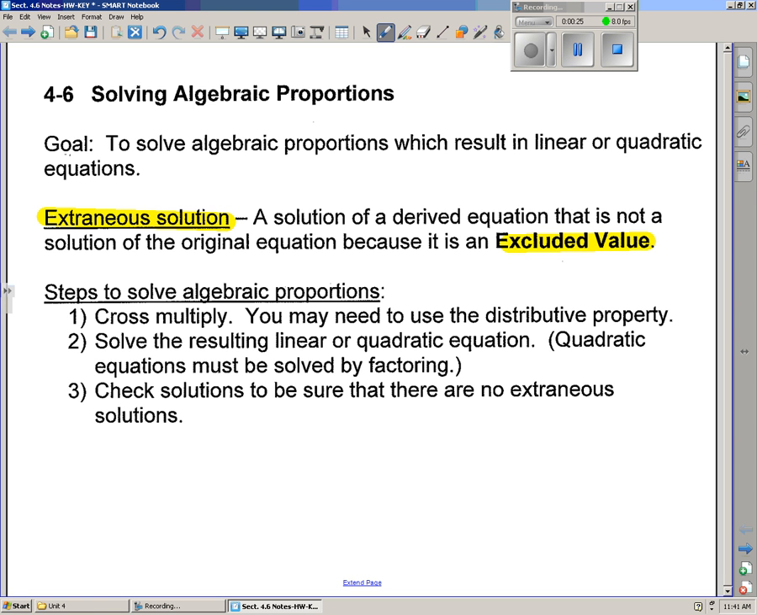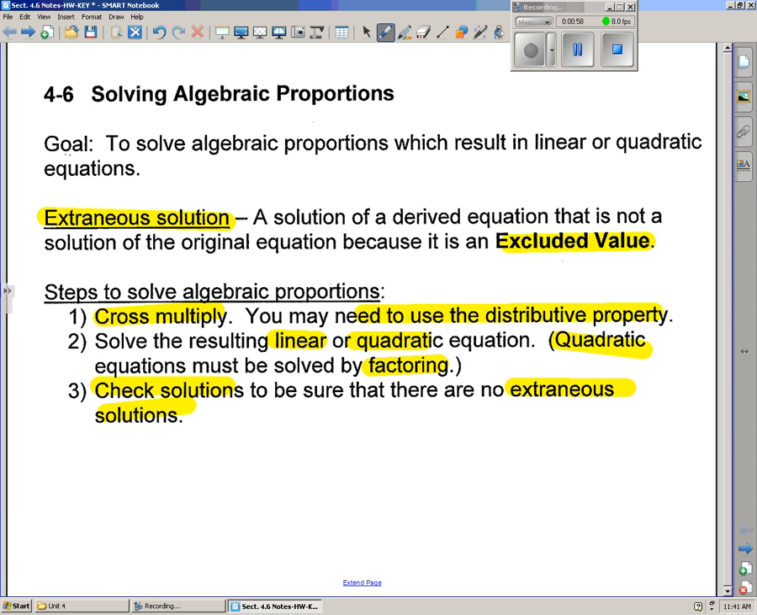So remember, you can never divide by 0. If you get an answer that makes a denominator 0, it's considered extraneous. You need to get rid of it. When we solve proportions, and I think you know how to do this already, proportions are always solved by cross multiplying. You might need to use the distributive property when you do that. Whatever equation's left over, possibly linear or quadratic, you have to solve. Don't forget that if it's quadratic, you're going to be factoring. And then you need to check your solutions to make sure that there are no extraneous ones.